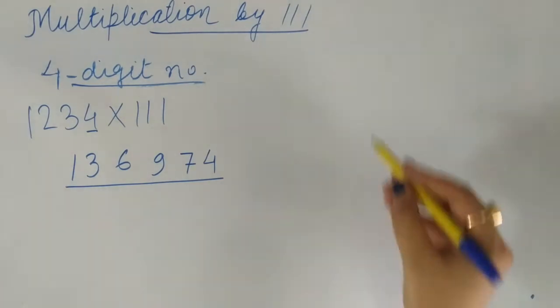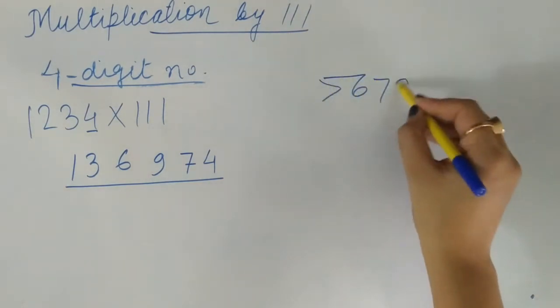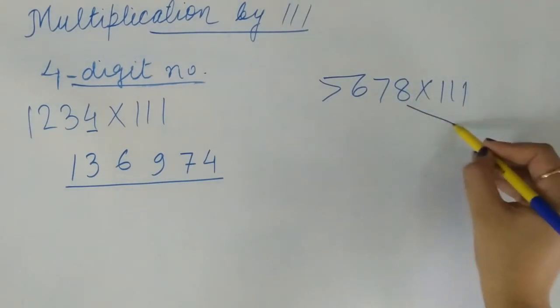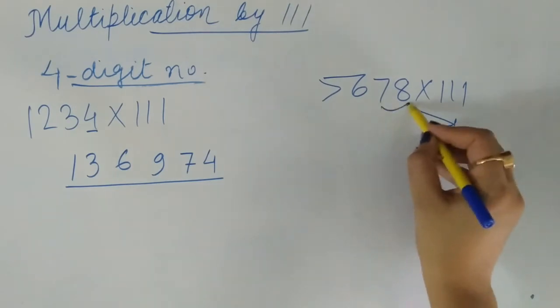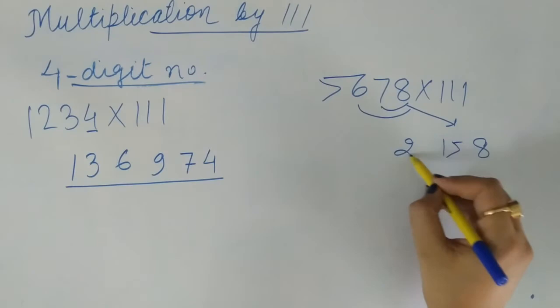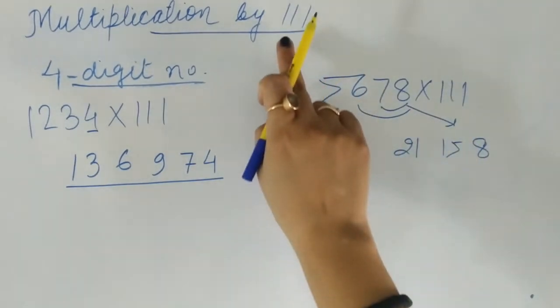Now let's take another example. Say we have 5678 multiplied by 111. So again we'll write the ones place, that is 8. Then in pair, that is 15. Then 3 digits, that is 21. That's all, because we have 3 digits.